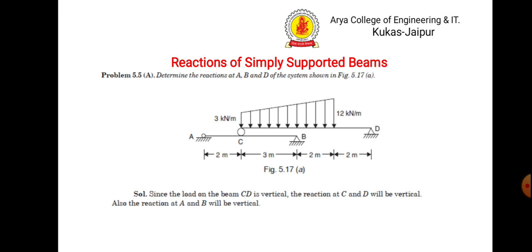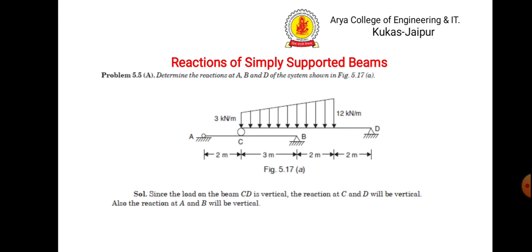Now suppose you will have to calculate the reactions of a simply supported beam. Suppose this is your problem, that you will have to determine the reactions at A, B and D. So there are two beams, one is your beam CD, another one is your beam AB. Since the load on the beam CD is vertical, first we will take the beam CD.